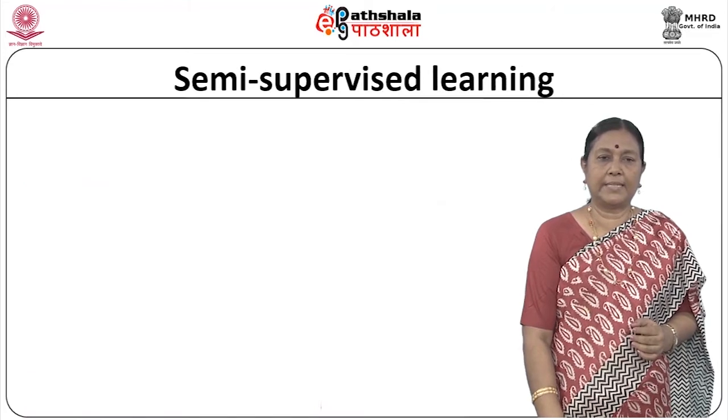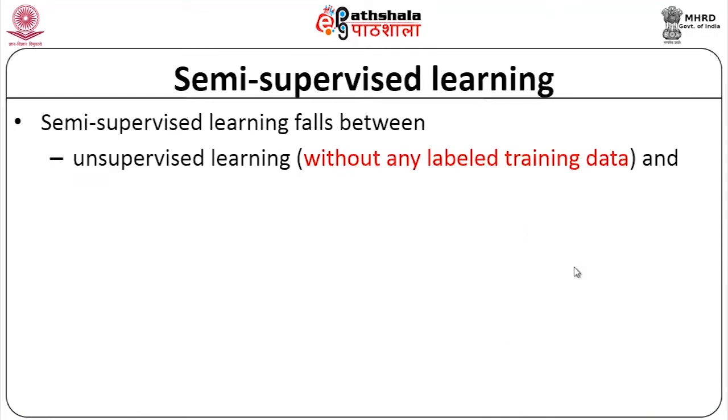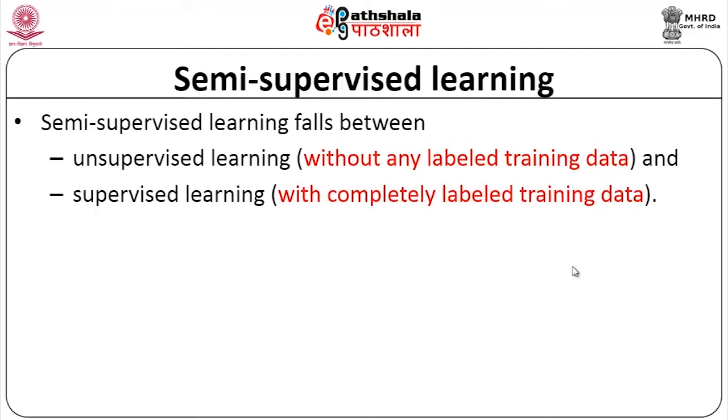Now, semi-supervised learning falls between, as you know, unsupervised learning, where we do not have any labeled training data at all, and supervised learning, where we have completely labeled training data. What is the meaning of that? That the training data is sufficient to determine the labels. That is the meaning of completely labeled training data. And in unsupervised, we do not have any labeled training data.